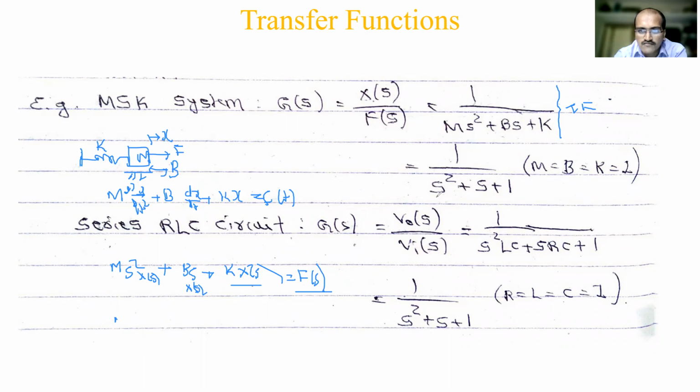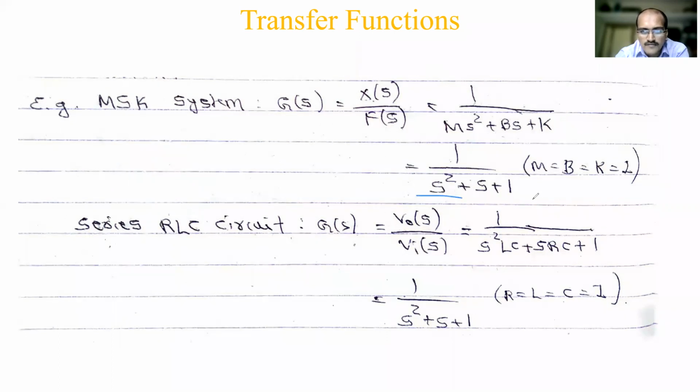Okay, K is 1, so S square plus S plus 1. So now this is your transfer function for a mechanical system. Now same way we'll consider an electrical system. Only this one, remember. So now for the electrical system we'll consider a series RLC circuit.